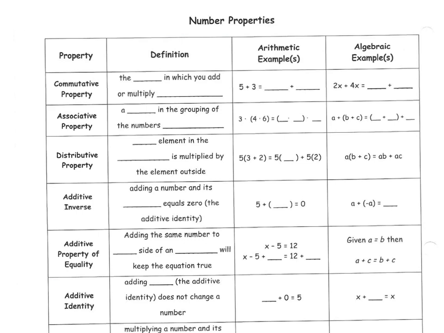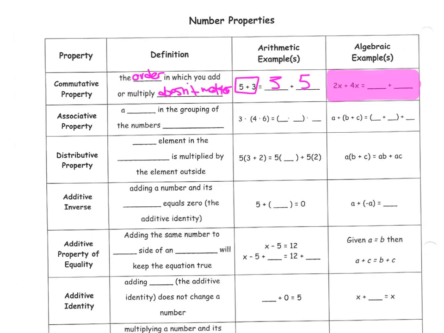So the commutative property, if you think about the word commute, it means to move around, right? If I have a commute from home to work, I'm moving from one place to the other. So with the commutative property, the order in which you multiply or add does not matter. All we're doing is changing the order, and it's not going to have any effect on the outcome. So if I have 5 plus 3, I can rewrite that as 3 plus 5. Hopefully you get the idea here. You can fill this one out over here on the right.